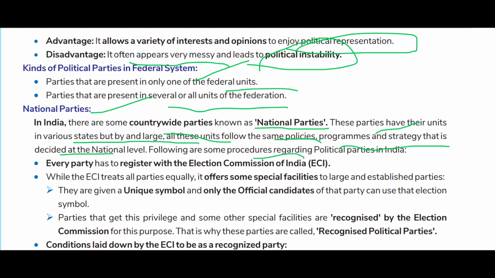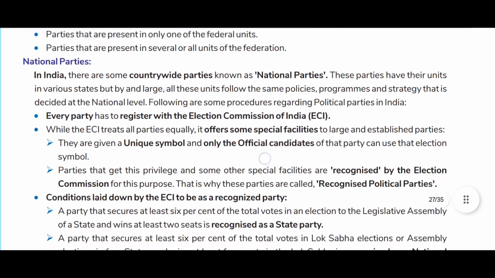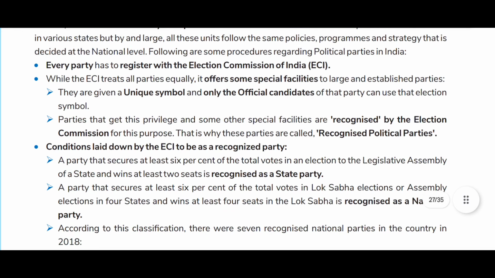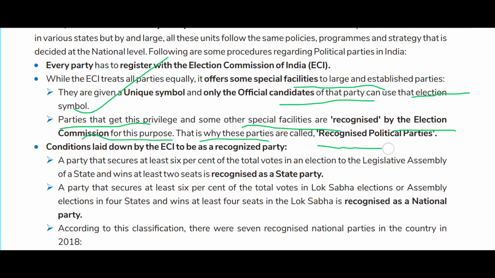Following are some procedures regarding political parties in India. Every party has to register with the Election Commission of India. It's called ECI. While the ECI treats all the parties equally, it offers some special facilities to large and established parties. They are given a unique symbol, and only the official candidates of that party can use that election symbol. Parties that get this privilege and some other special facilities are recognized by the Election Commission for this purpose. That's why these parties are called recognized political parties.